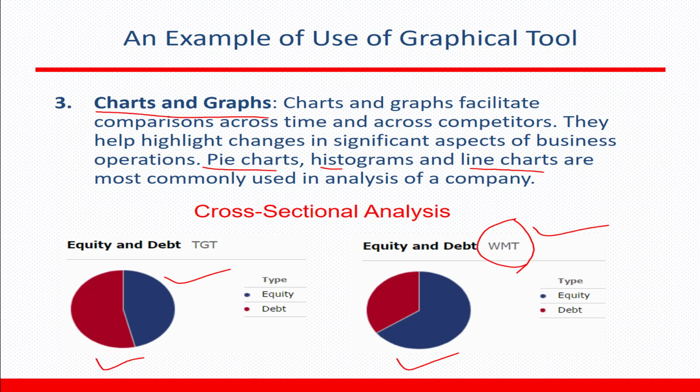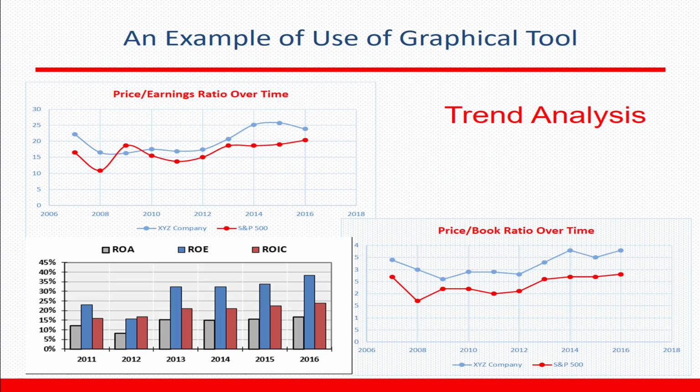We don't have the numbers here, but looking at this picture, you can say that Target has a lot more debt than Walmart, right? So this is how it makes it easier for us to compare. And similarly, you can use some other kind of graph. For example, I have created a graph to look at the PE ratio over time, right? And I also looked at the PE ratio for the S&P 500, so you can compare the PE ratio of your own company against the market.